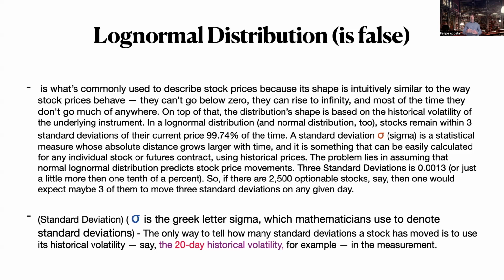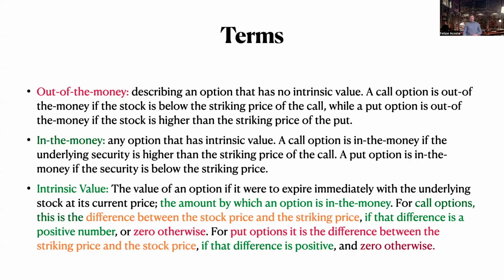So standard deviation is basically volatility, right? Standard deviation, which that little symbol there, the Greek letter sigma, which mathematicians use to denote standard deviations. The only way to tell how many standard deviations a stock has moved is to use its historical volatility, say the 20-day historical volatility, for example, in the measurements.